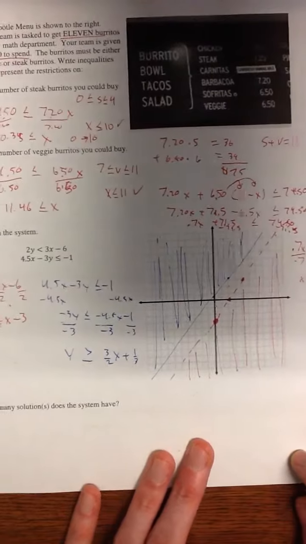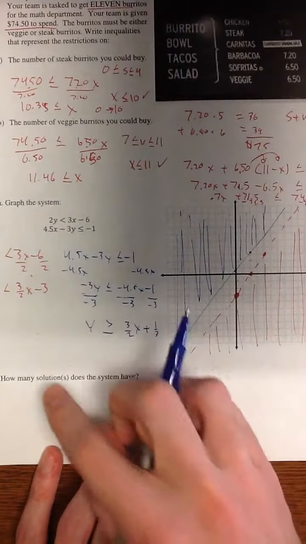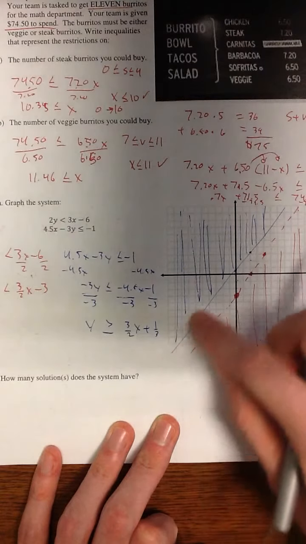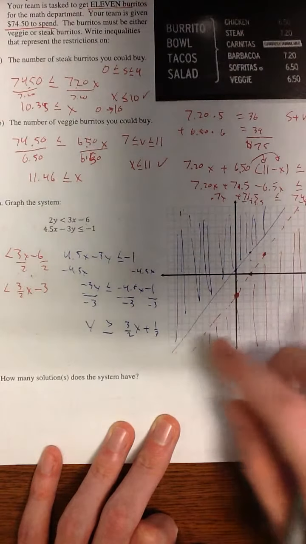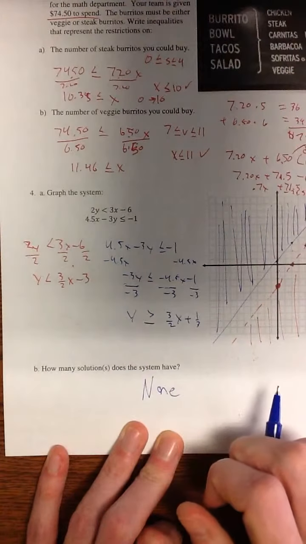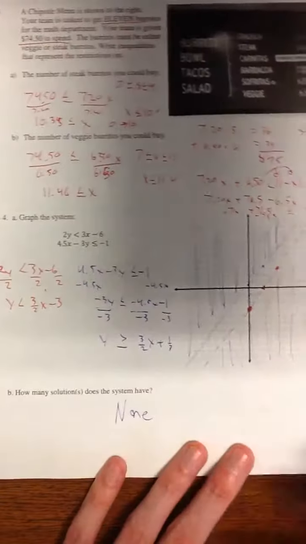So kind of cool. So for the last part, we just have to find out how many solutions. Well, the solutions are where these two things intersect. And since they don't intersect at all, there's no points in between, there's nothing in common, there are no solutions. There's no points that are true for both of these two pieces.